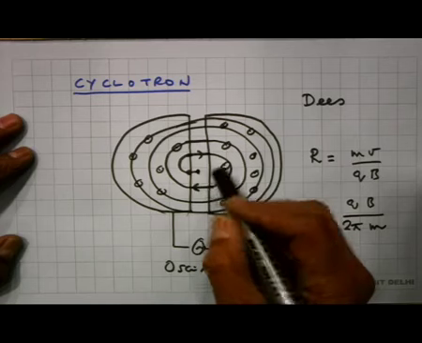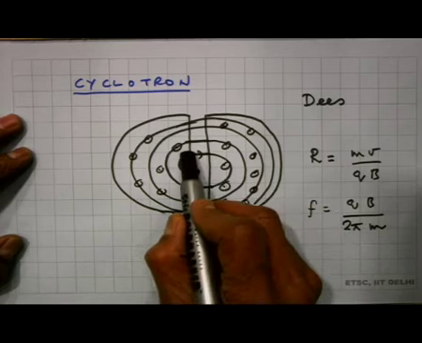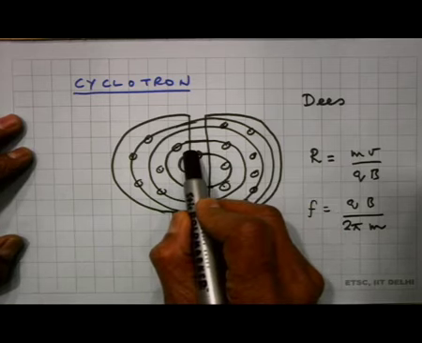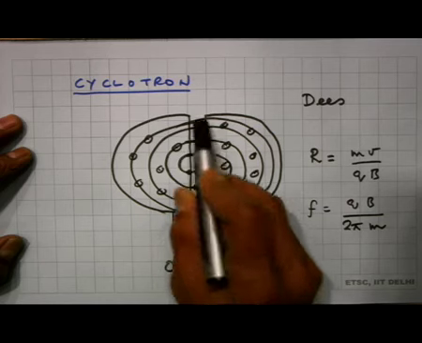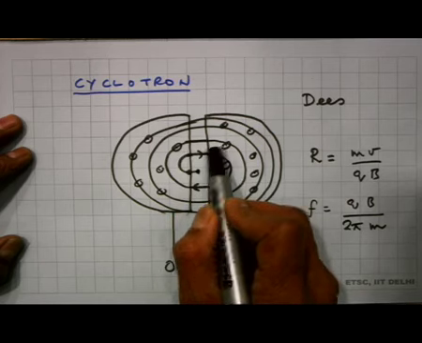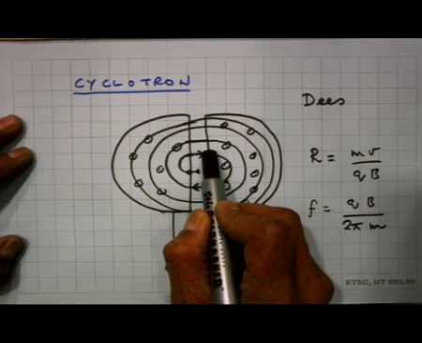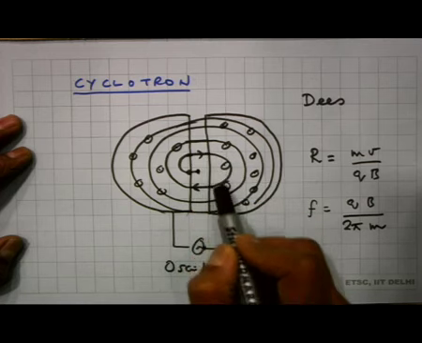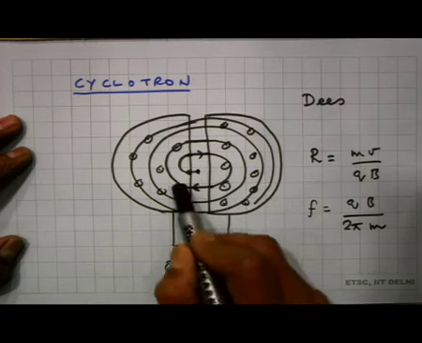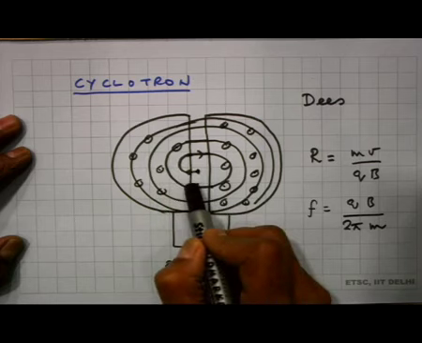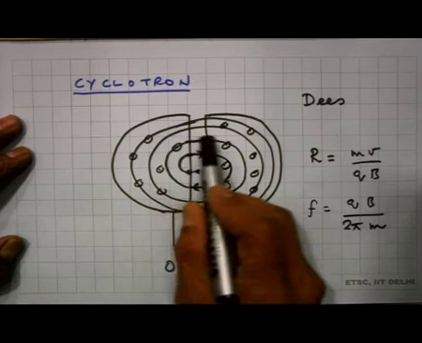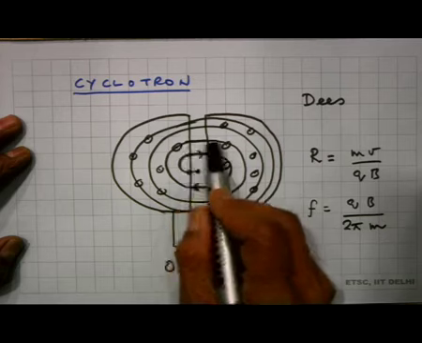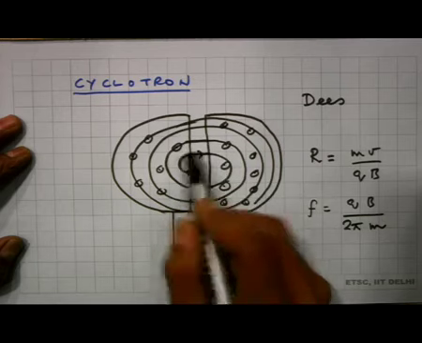So when the particle arrives here, when it is coming out from this first circle, this part of the D must be negatively charged, negative potential, so that it gets accelerated. Now it comes here, and when it arrives here, this must be negative potential, so it gets accelerated again. And every time it appears in the spacing between them, the potential must be such that the particle gets accelerated.